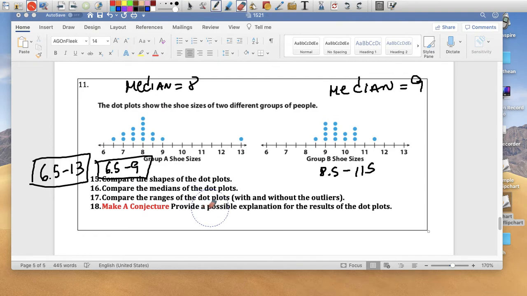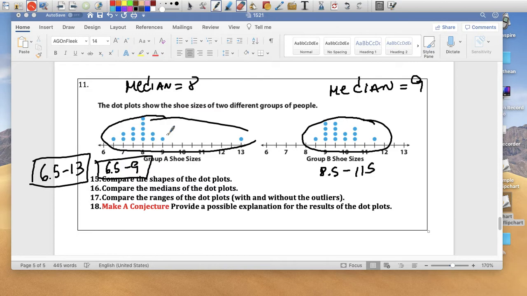Make a conjecture, a possible explanation, for the results of the dot plots. I don't know. This could be just two regular classes. I mean, this looks like a normal 6th, 7th grade class, with however many kids, and then this also, but with one kid that just took off and grew a little bit more, and we always have a few of those. All right, and that's about it. We're not going to come up with an explanation why this kid's so much taller than the rest. It just happened, right? And that's about it. Okay.